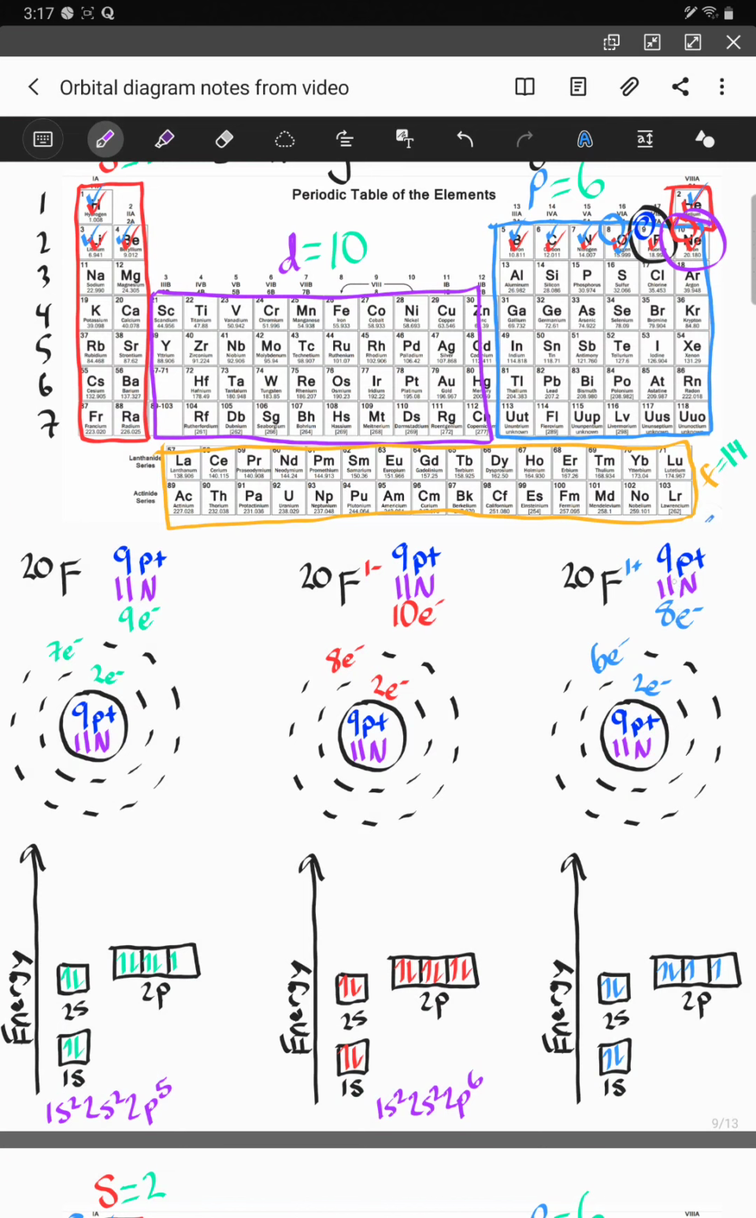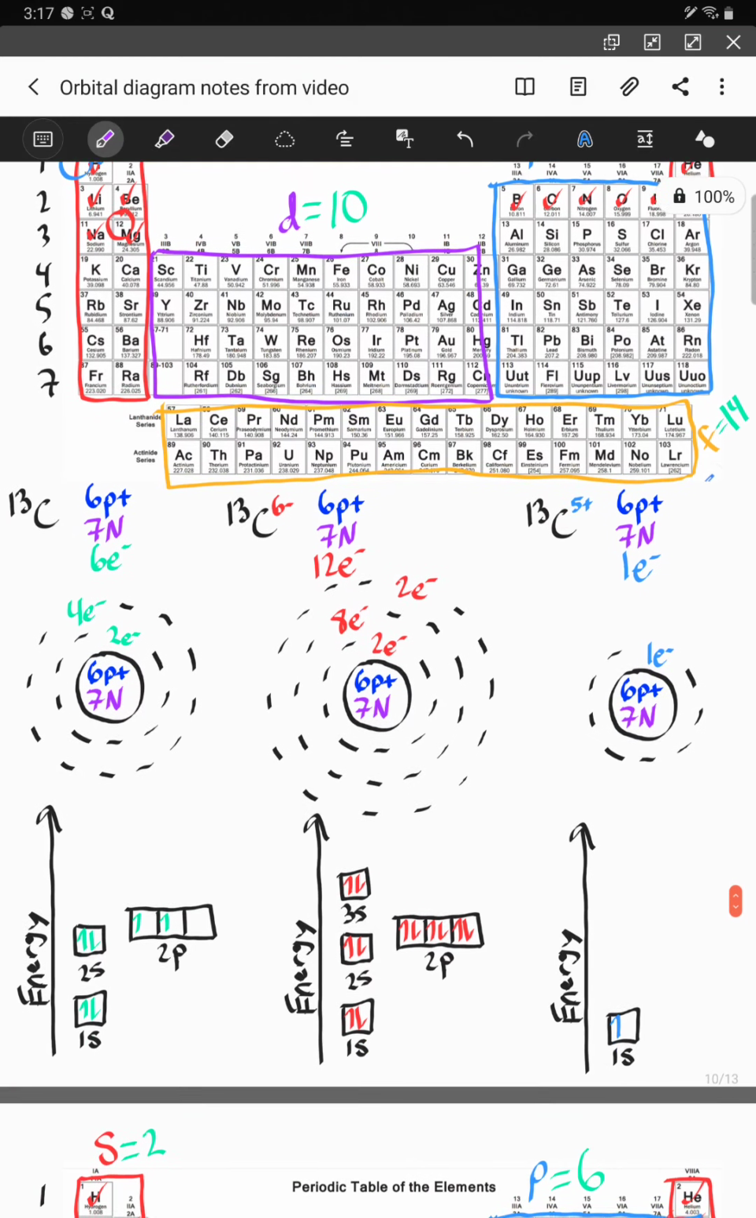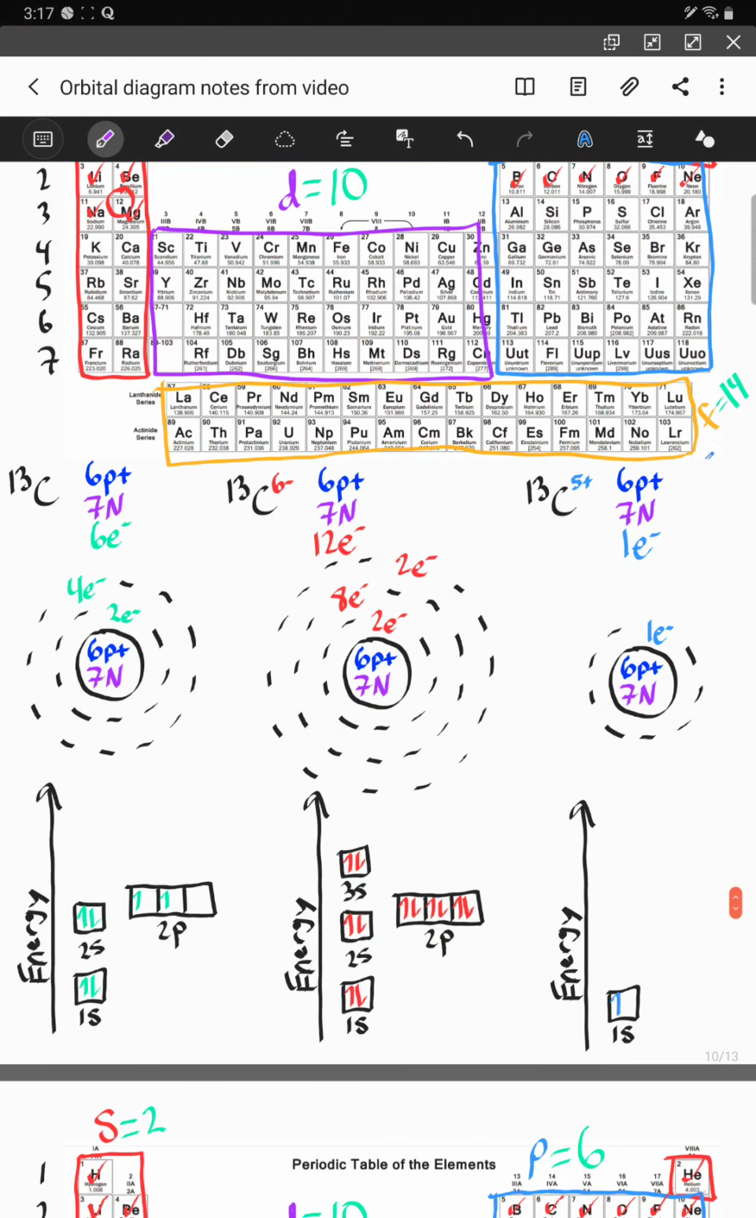But what if we take away an electron? What if we have a +1 charge? Well, our orbital diagram is going to be 1s2, 2s2, 2p, 1, 2, 3, 4. All right, carbon. We have 1s2, 2s2, 2p, 1, 2, 1, 2.